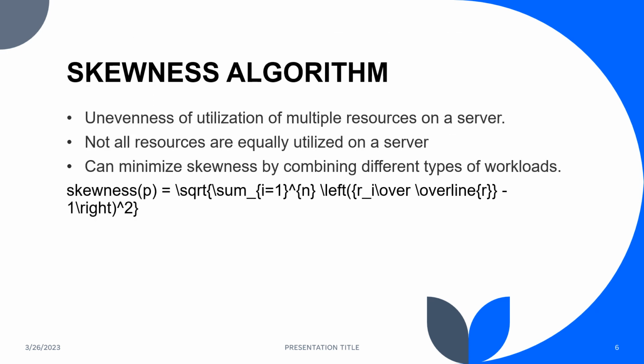We have multiple resources on one physical machine, such as memory, compute, and storage. Skewness is the measure of unevenness of utilization of these multiple resources on one physical machine. Not all resources are equally utilized. Hence, the algorithm also has to ensure that virtual machines with different types of workloads are combined on one physical machine in order to minimize this skewness.